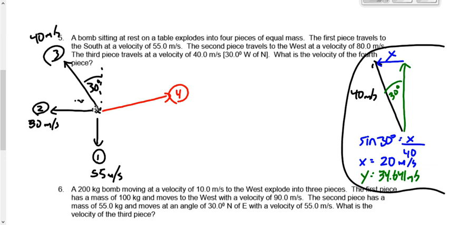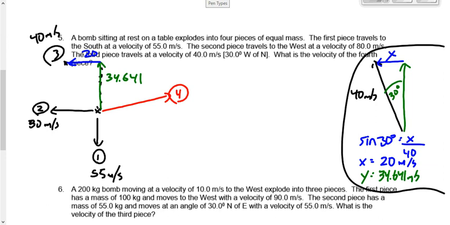We can, if we want to, replace this, right? We could call this 34.641, and we could call this 20. And if we wanted to, we could erase this whole thing right here, right? Because we're never going to use it again. Once we resolve it into its vector components, we're never going to use that number again, ever. If you don't want to erase it, that's fine, but just ignore it, at least.